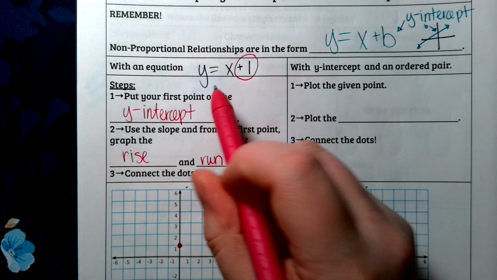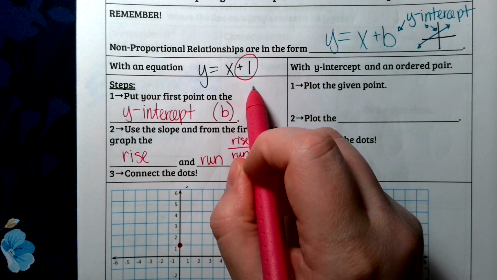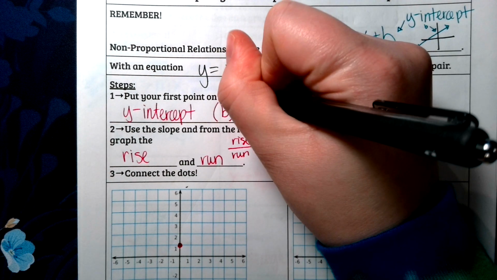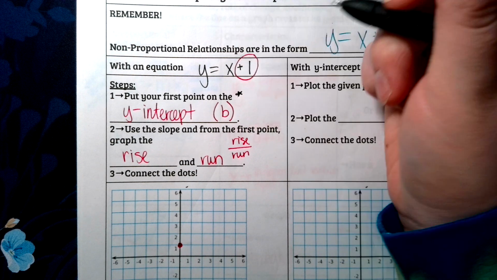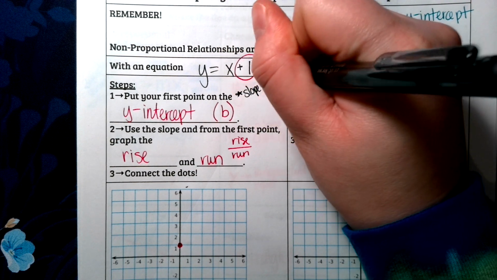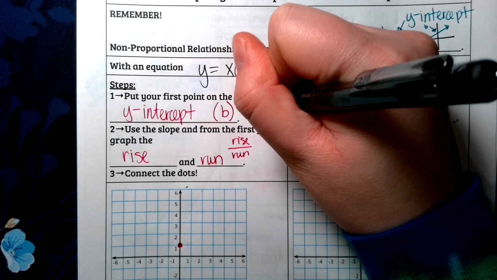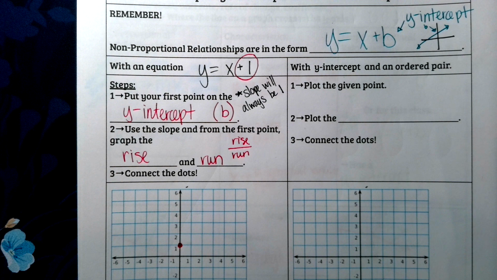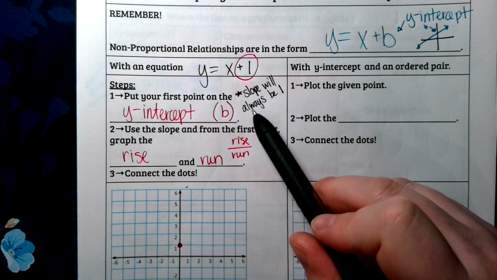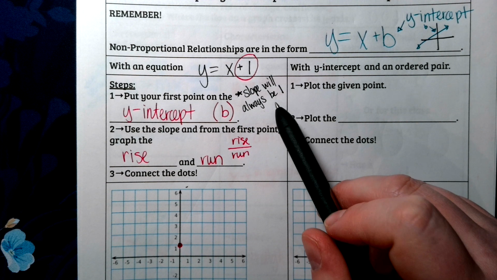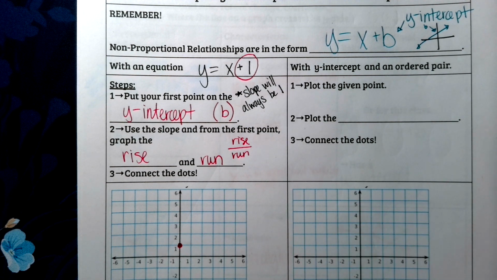We talked about it a little bit before. With this form, our slope will always be the same thing. For this form, non-proportional, our slope will always be 1. In 8th grade, your slope will change, but for 7th grade, slope will always be 1.